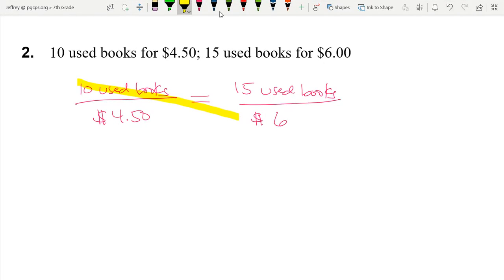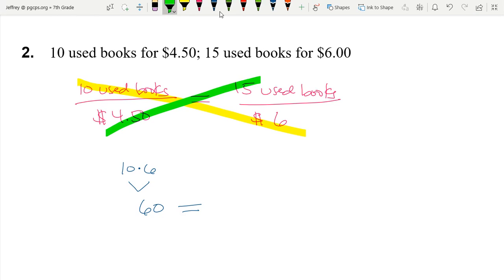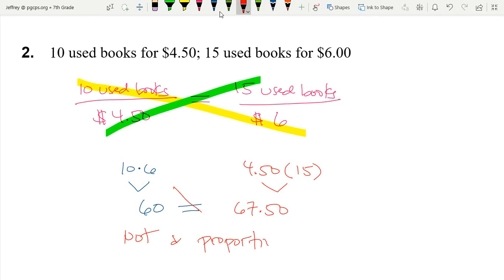Now, let's try to do cross products. So we're going to multiply 10 and 6. We know 10 times 6 will give us 60. Is that equal to, let me use green, 4.50 times 15? So 4.50 times 15 should give us 67.50. So do these rates form a proportion? No, not a proportion. So this is using cross products. Pretty easy. Now let's do the next problem.